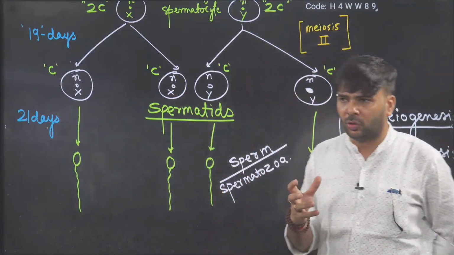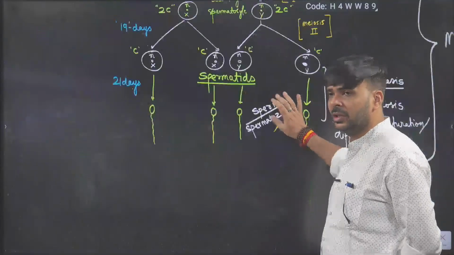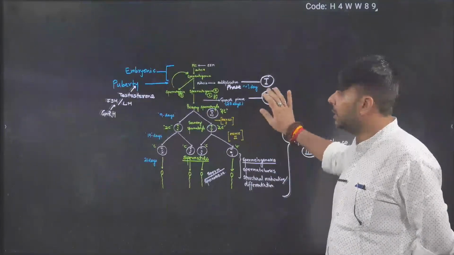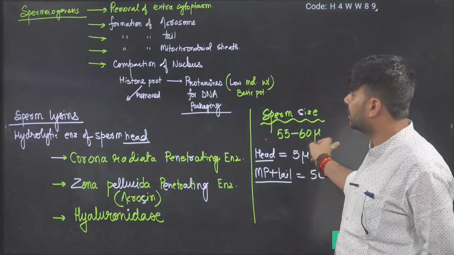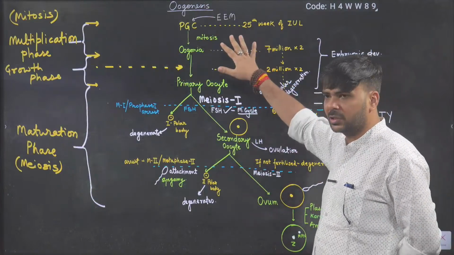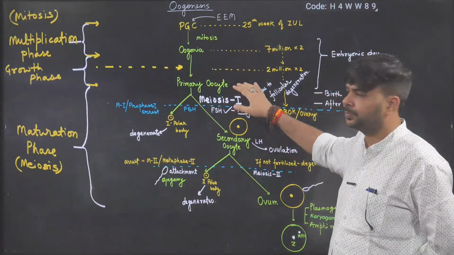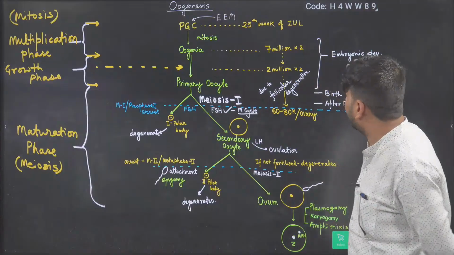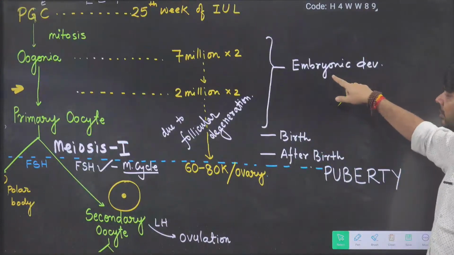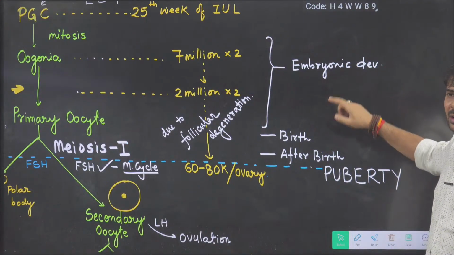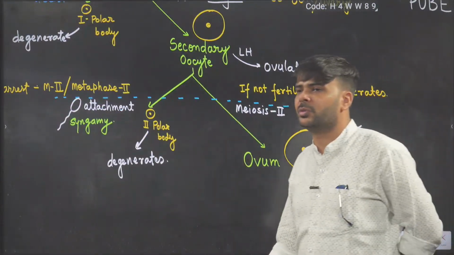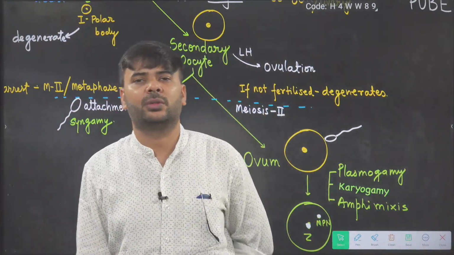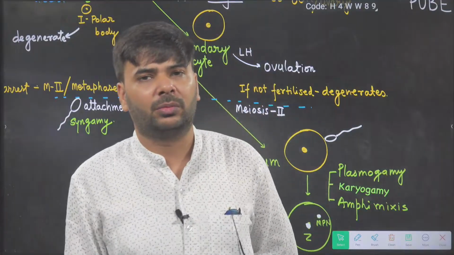Oogenesis, ova formation, starts from the pre-embryonic or embryonic stage of the female. It starts during embryonic development, when the female is in the mother's womb in embryonic condition, and it ends during menopause. Menopause means 45 to 50 years of a female's age. We'll discuss all in detail.